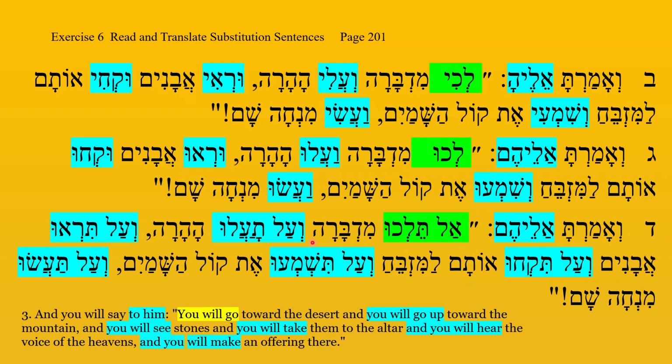So again, you can put in the do nots in each one, or you could maybe go a little simpler by saying, and you will say to them, do not go towards the mountains, ascend, do not go towards the desert, ascend towards the mountains, see the stones, take them to the altar. So you see what we're doing here. We're just eliminating all the do nots. In an English translation, that might sound a little more fluid. So just be aware that you have some flexibility in the translation, but as long as you recognize what you've got here are all the negative forms of the command verbs.